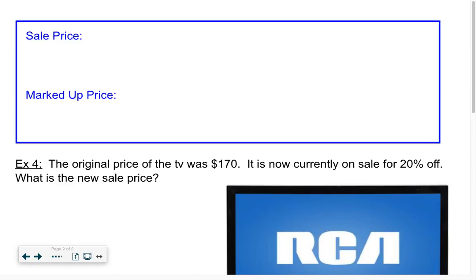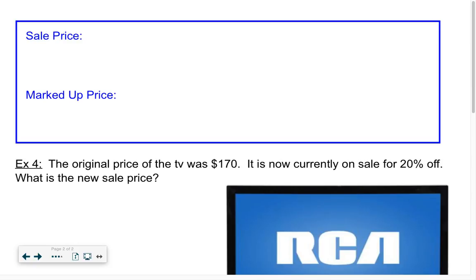Last two things that we need to take a look at: sale price versus markup price. Businesses, whether you're talking bigger businesses like Walmart or Target, or smaller businesses, maybe like Hometown Market here in town, or Floral Expressions, you name it. Sale price and markup price.